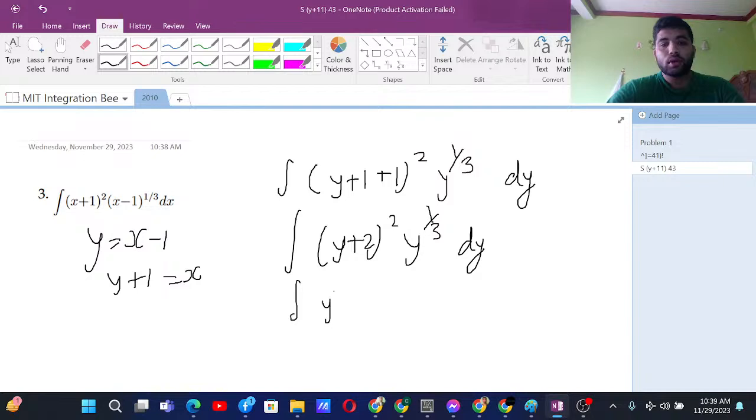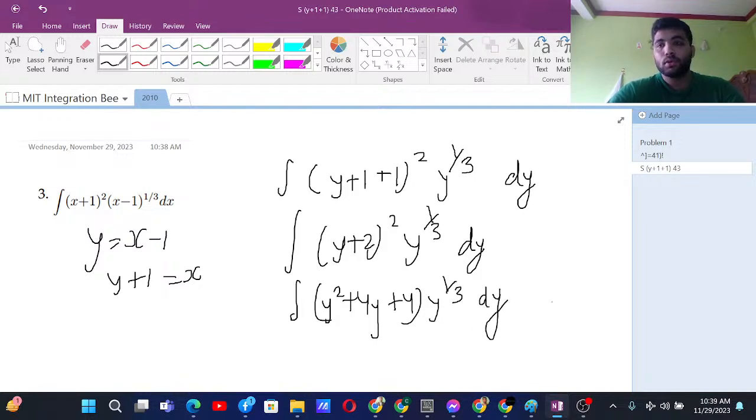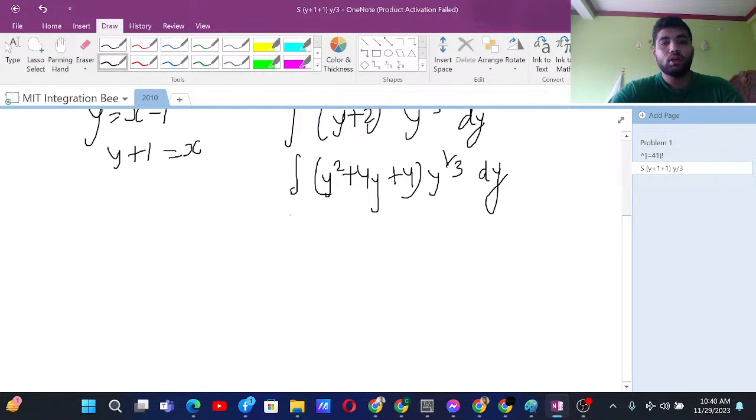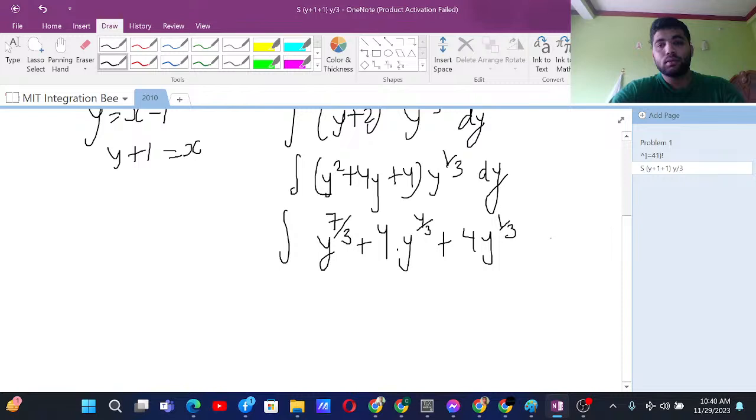and that's y square plus 4y plus 4 and y to the power 1 by 3 dy. After this you can just distribute and then find the integral. So this is y to the power 7 by 3, plus 4 times y to the power 4 by 3, plus 4 times y to the power 1 by 3 dy. Now we can do integration.